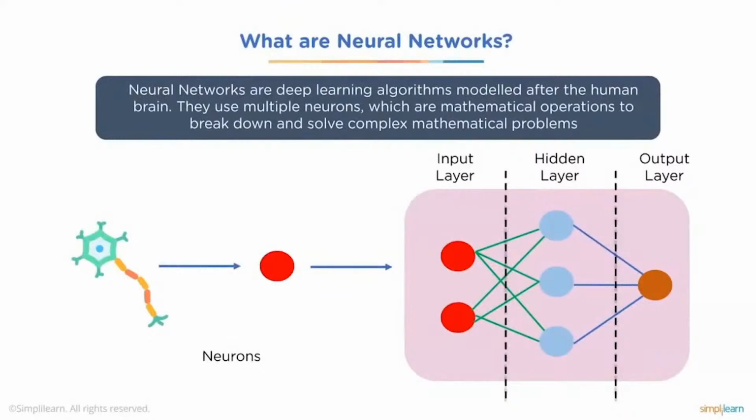They use multiple neurons, which are mathematical operations, to break down and solve complex mathematical problems. And so just like the neuron, one neuron fires in and it fires out to all these other neurons, or nodes as we call them, and eventually they all come down to your output layer. And you can see here we have the really standard graph: input layer, a hidden layer, and an output layer.